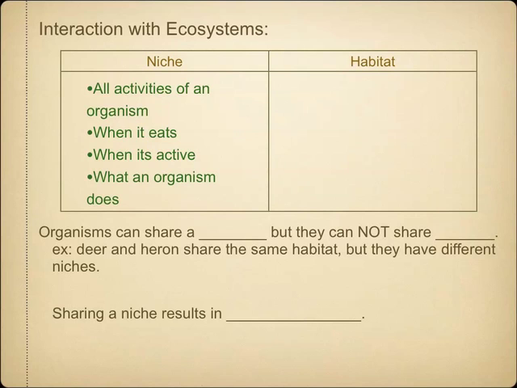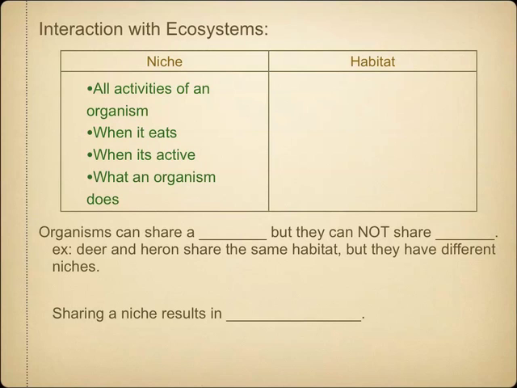So a deer, for example, has a certain niche. A deer is a grazer. It eats plants. It lives generally in a forest ecosystem. It's active during the daytime. It travels through a fairly wide range of area. So all those little bits and pieces of information together make up that deer's niche.